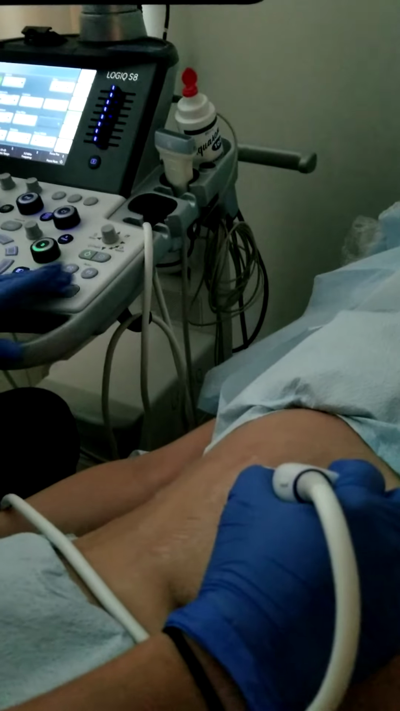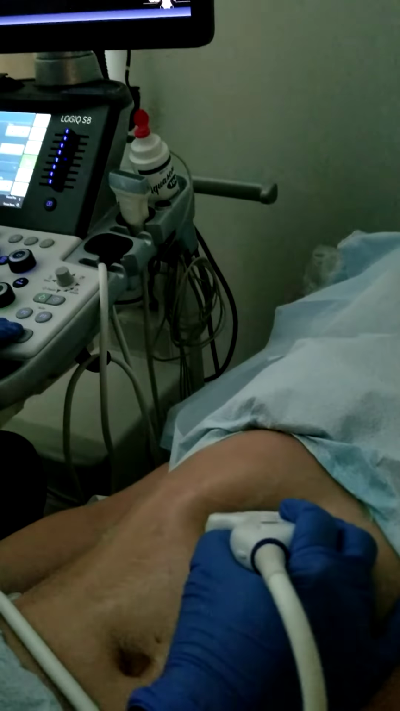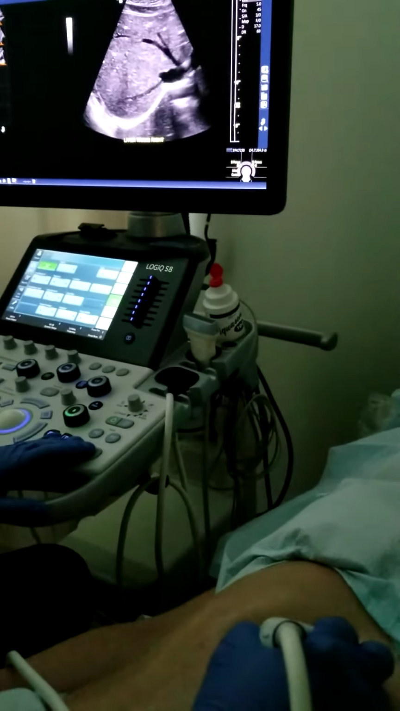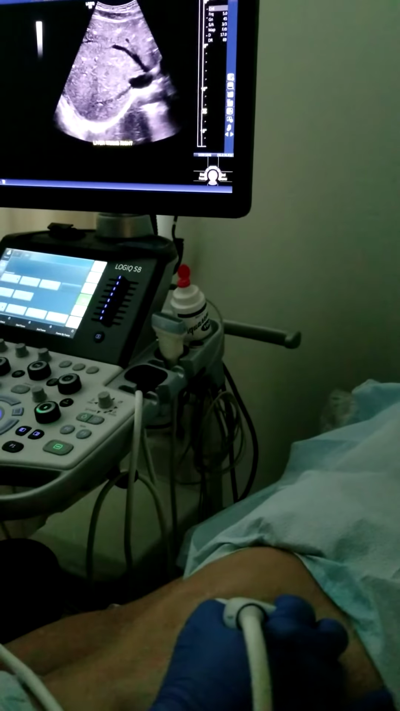Take a breath in, please. And then again, I'm going to sweep all the way up towards the diaphragm and then start coming down into the liver. So I'm sweeping inferiorly. And then as soon as I see those hepatic veins pop up, that's our first image. Breathe.